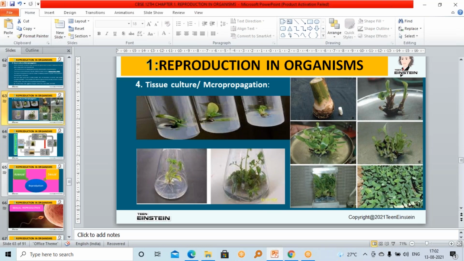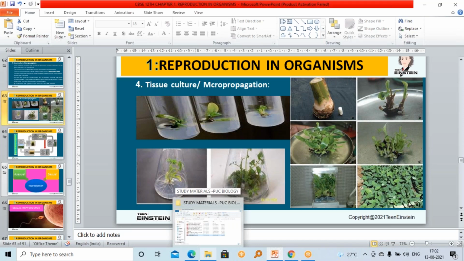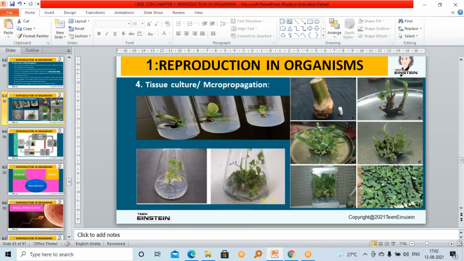Then also we can move this to a field condition, only to a favorable condition where we can provide the healthy situation. And then the plantlets we are allowed to grow in the nursery. Only in nursery condition we can do this. Slowly we are making them adjust to the field condition, or we are making them hardy to adjust with the field condition. So examples are oil palm, banana, date palm, pineapple, tomato, etc. All this we are culturing through the tissue culture method.